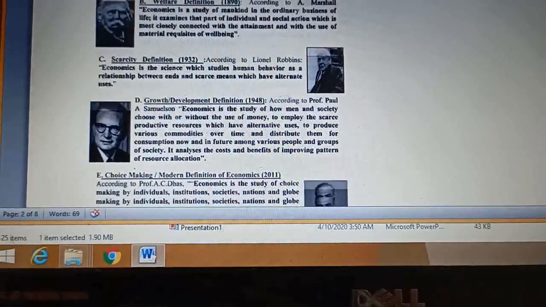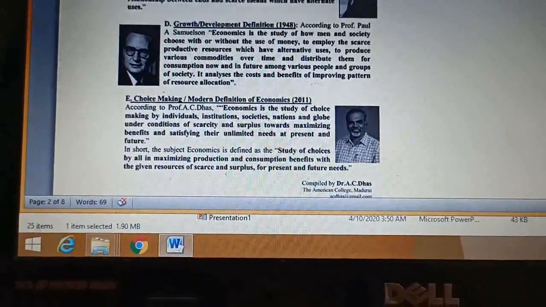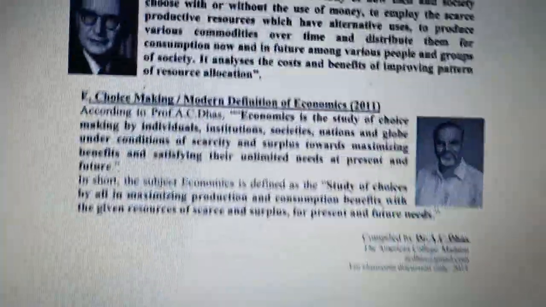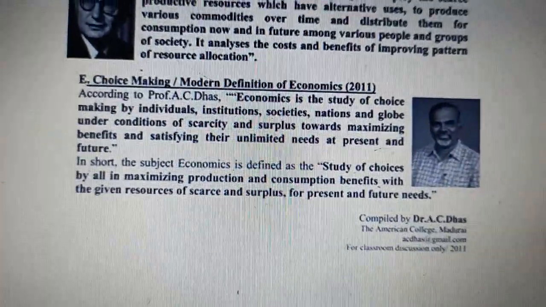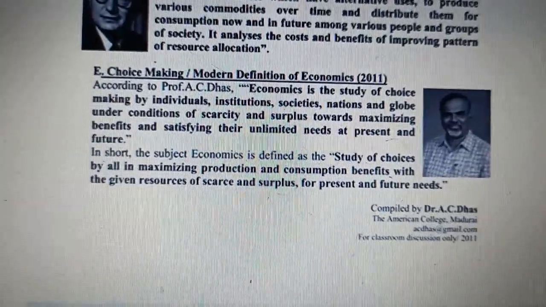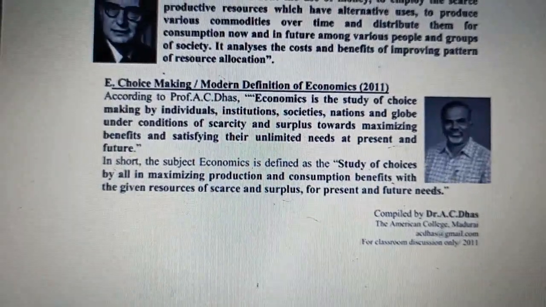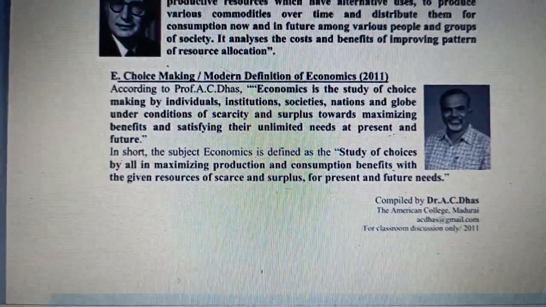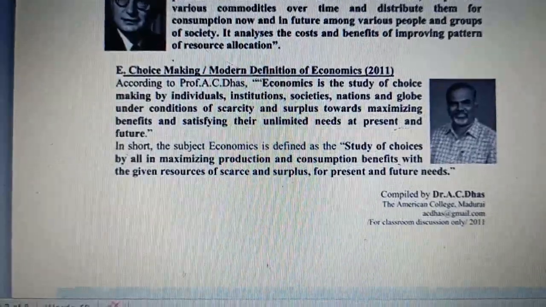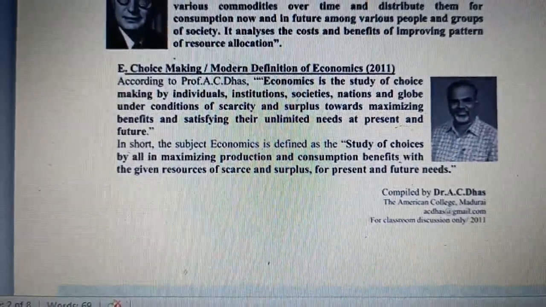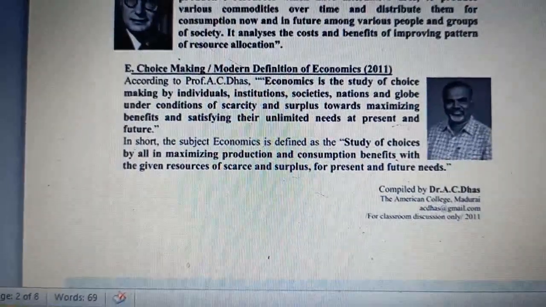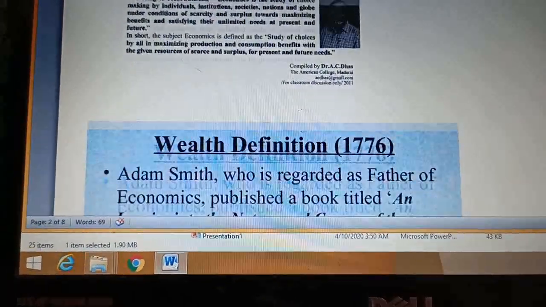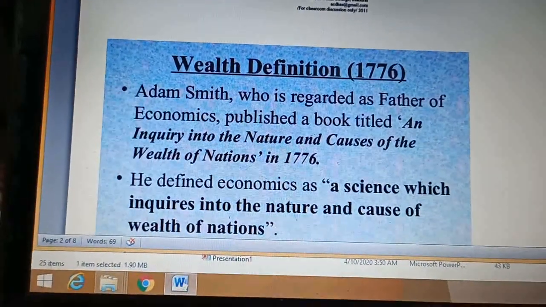And one more definition by AC Das in 2011, that is called the modern definition. According to Professor AC, economics is the study of choice making by individuals, institutions, societies, nations and the globe under conditions of scarcity and surplus towards maximizing benefits and satisfying their unlimited needs at present and in future, because all economists are going to focus on only sustainable development nowadays. So these are the different definitions we see here.